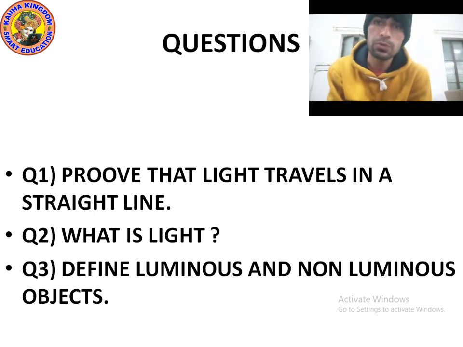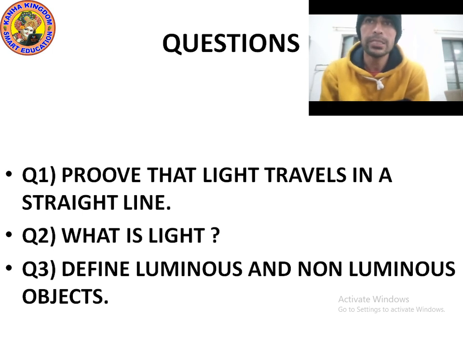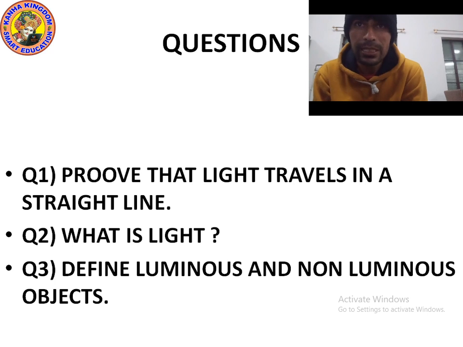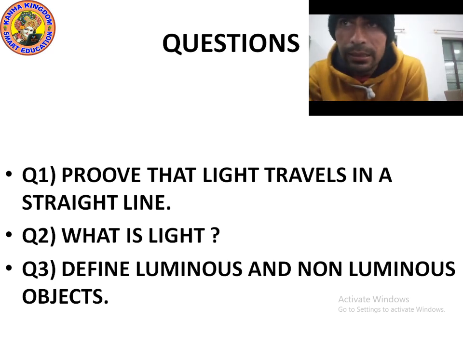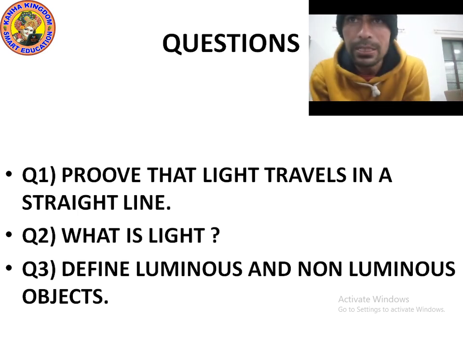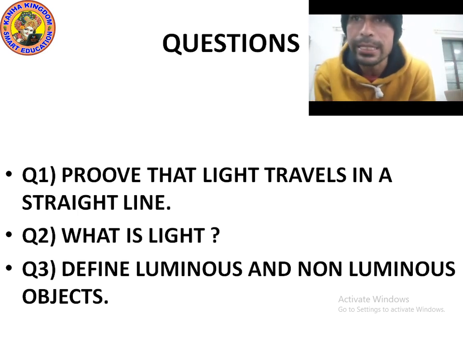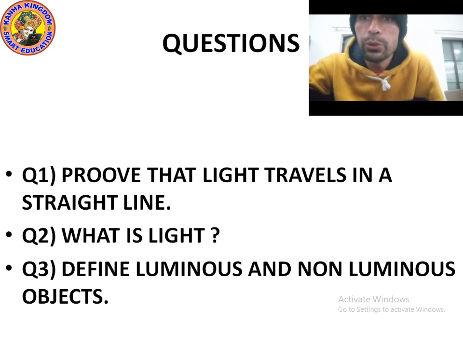Try to see the source of light like a bulb or candle through a straight tube. Once the tube is bent at some angle, it is not possible to see the source of light through it. This happens because light travels in a straight line. I hope you understood.